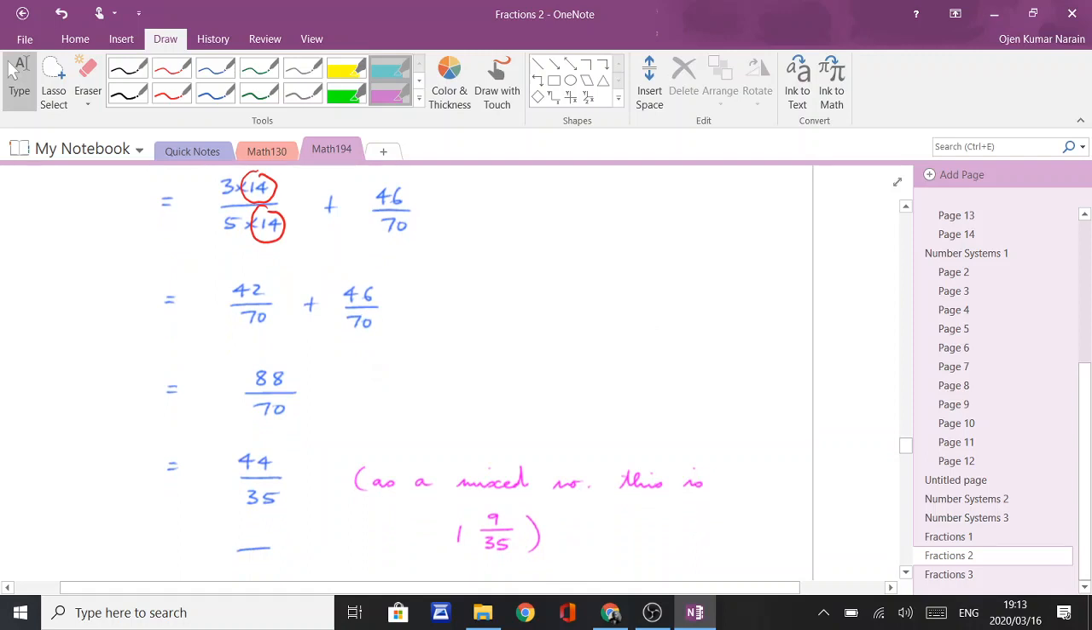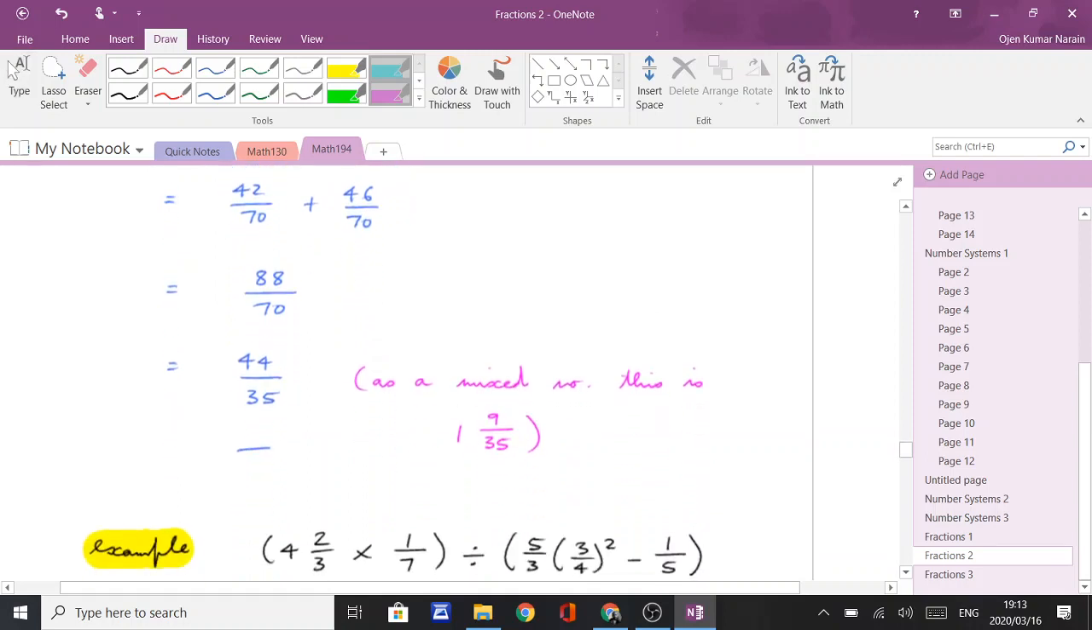It's 88 over 70. And in simpler terms, it is 44 over 35. If you divide 44 by 35, you have 1 remainder 9. So that's 1 and 9 over 35 as a mixed number.